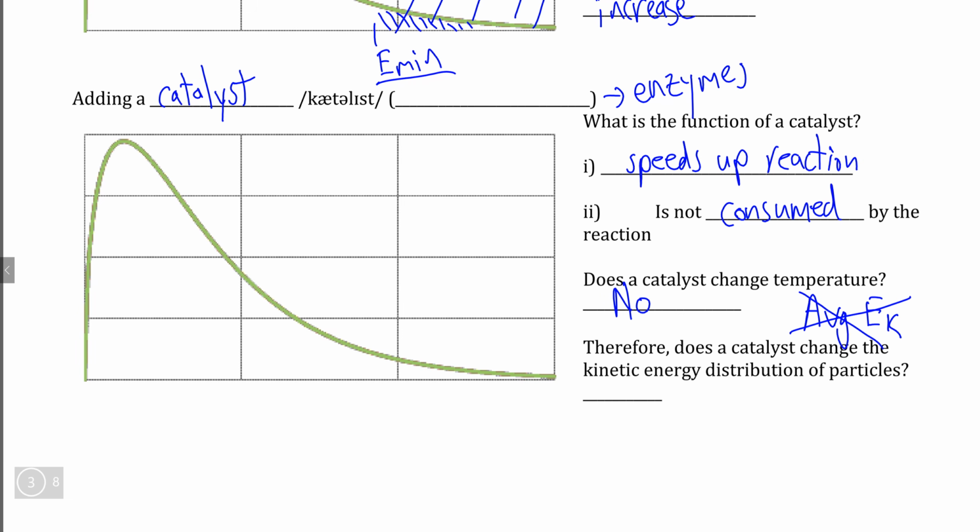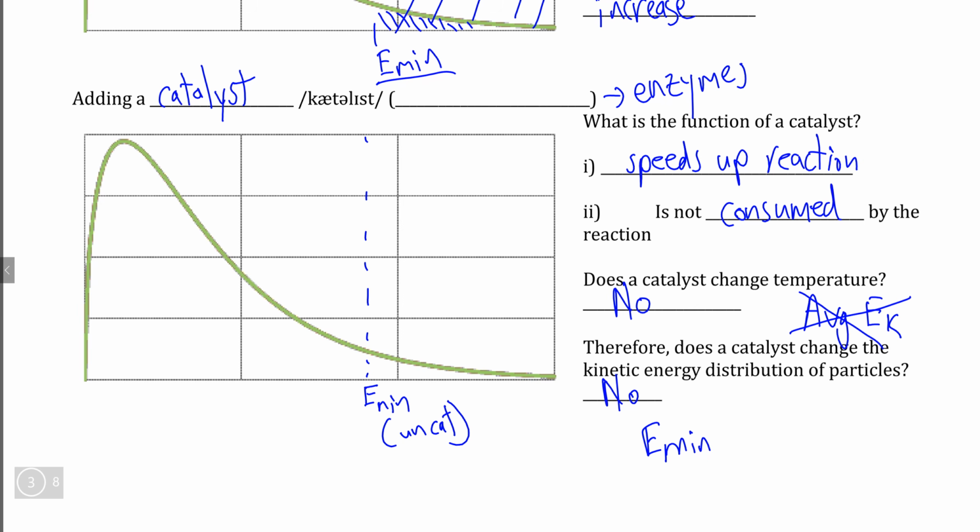So therefore, if there is no temperature change, does a catalyst change the shape of what the curve is going to look like? Well, no, that's impossible because, again, we're not changing the temperature of the reaction. Instead, what the catalyst does is it affects E min. So if we assume that E min of the uncatalyzed reaction is down here, remember that a catalyst speeds up the rate of reaction, which means that more reactant particles are going to be possible to react.